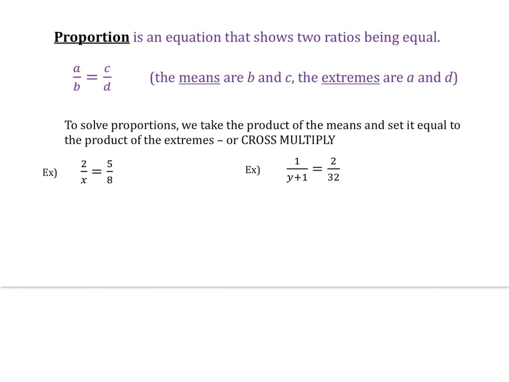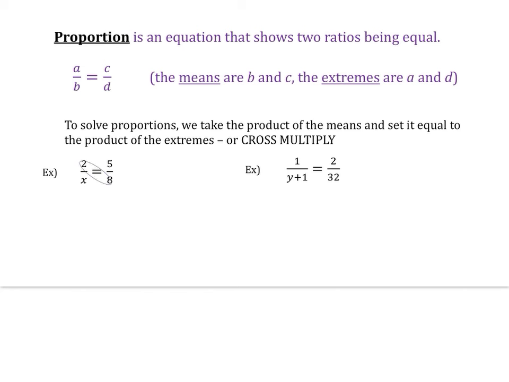All right, another term we need to know is proportion, which is an equation that shows two ratios being equal. So let's take a look at this example: A divided by B equals C divided by D. The means are in the B and C positions, and the extremes are in the A and D positions. To solve proportions, we take the product of the means and set it equal to the product of the extremes, or in other words, we cross multiply.